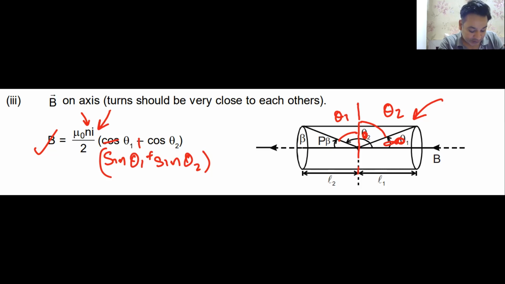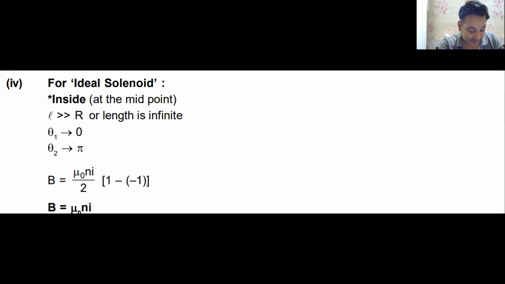Then for an ideal solenoid, meaning a solenoid whose length is infinite, the answer becomes μ0 N I, because both the angles become 90 degrees each. Do you remember this? So there is no point wasting any time on this. At one end, if it is semi-infinite, it becomes μ0 N I by 2.